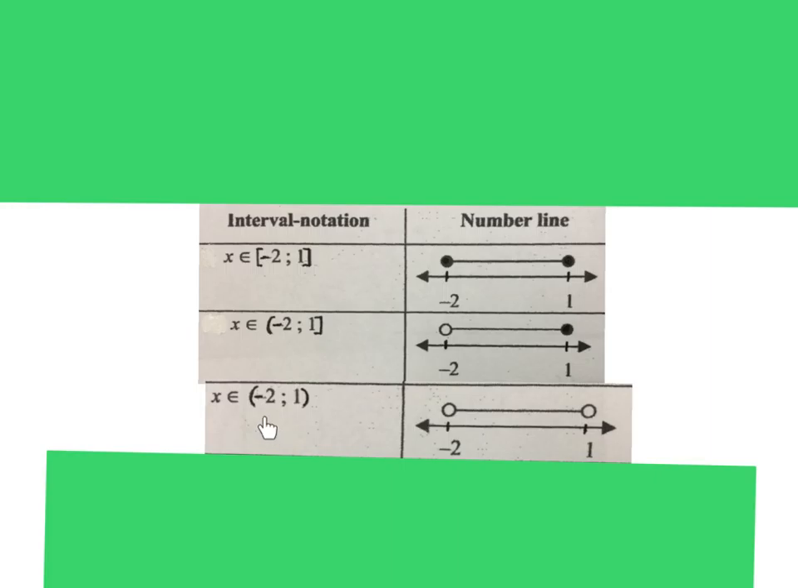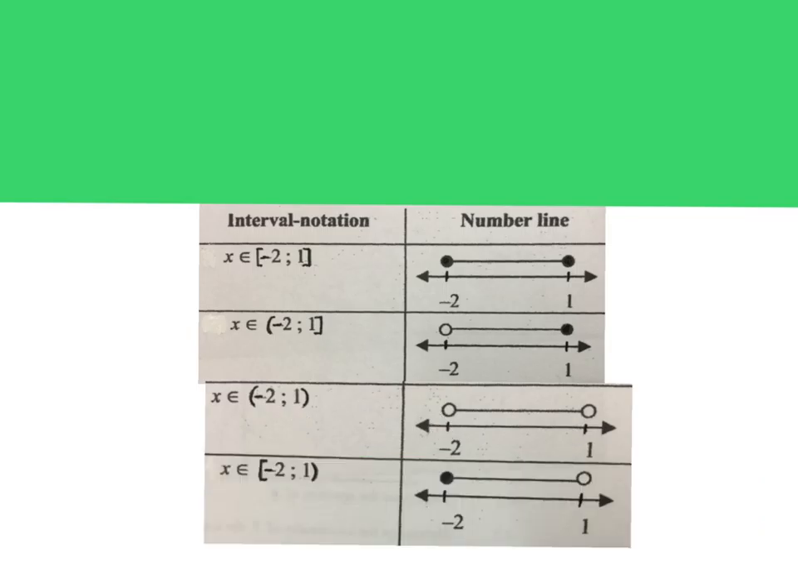The next one says minus 2 round bracket excluding minus 2 up to and including 1 round bracket excluding 1. So we go on a number line. Above minus 2 we put an empty circle. Above 1 we put an empty circle and we connect it with millions of points. That means we want all the numbers between minus 2 and 1. This says we want all the numbers between minus 2 and 1 excluding minus 2, excluding 1. Last one for this video.